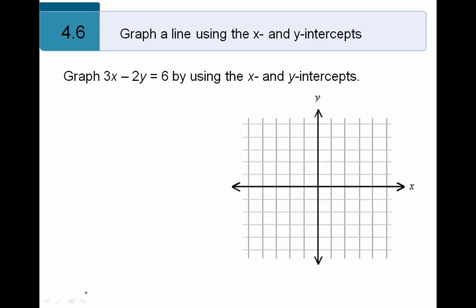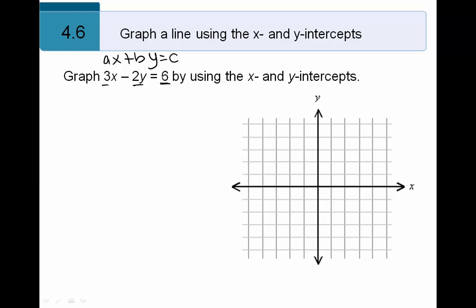So we are going to graph the line 3x minus 2y equals 6 by using the x and y intercepts. Now notice that this line is in standard form, ax plus by equals c. And also notice that 3 as well as negative 2 will divide 6 evenly. So that lets you know that graphing this line by finding its x and y intercepts would be a good way to graph this line.